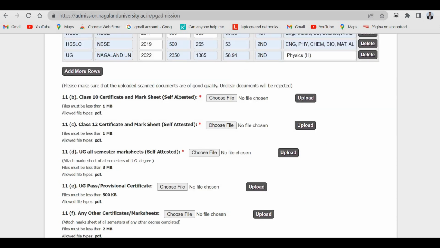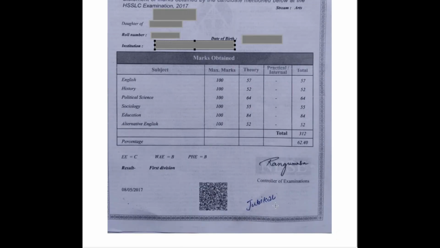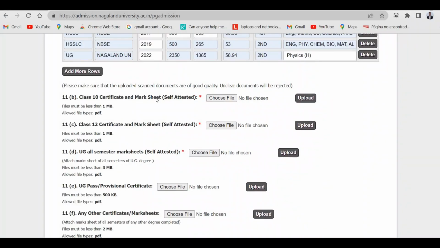Now coming back to the documents upload part, since most of the students are confused on this part regarding self-attestation, what I can tell you is that you need to take the Xerox copy or photocopy of all your mark sheets from your class 10, class 12, and then your graduate course, whatever it follows. For self-attestation, you need to make your signature out here. After that, you need to scan the copy of your Xerox paper, and then you need to upload it on the documents upload part. So this is how you need to upload your documents out here.